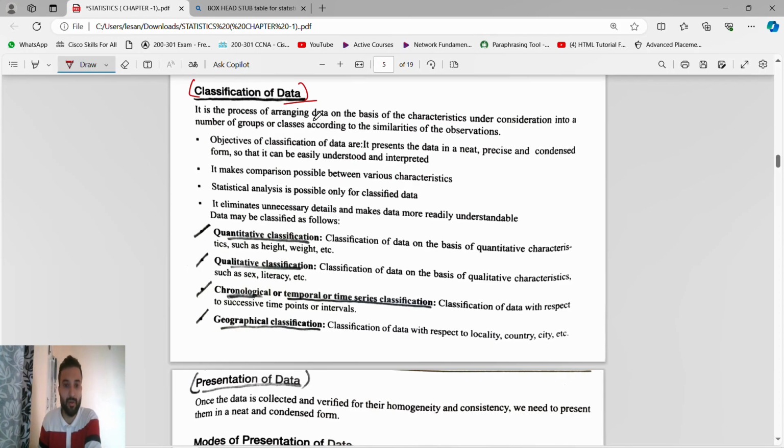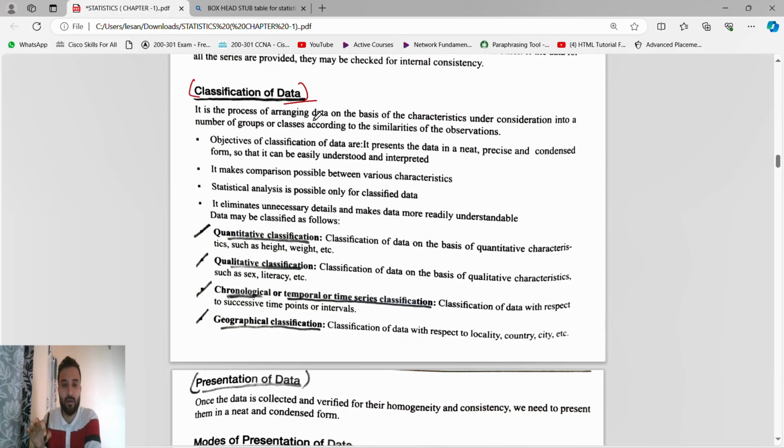Sorry, after collection we'll do the presentation, but here we'll see the classification of data. Classification of data is quantitative, we know, qualitative, we know, chronological or temporal or time series classification is data represented over time intervals, like the survey in 2005, 2010, 2015, 2020. Geographical classification means based upon the locality, country, city. So just remember these classifications of data.